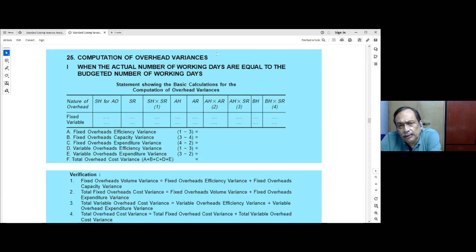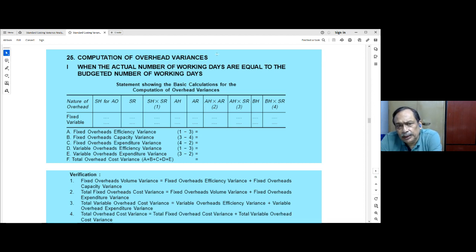So we are going to make the 10 columns, and the first column will be nature of overhead. And obviously under nature of overhead, there will be two types of overheads. One is fixed, another one is variable. Then we have standard hours for actual output, then standard rate, then SH into SR, we have to consider it as 1, then AH, then AR, then AH into AR, let it be 2, then AH into SR, let it be 3, then BH, and the last one is BH into SR, let it be 4.